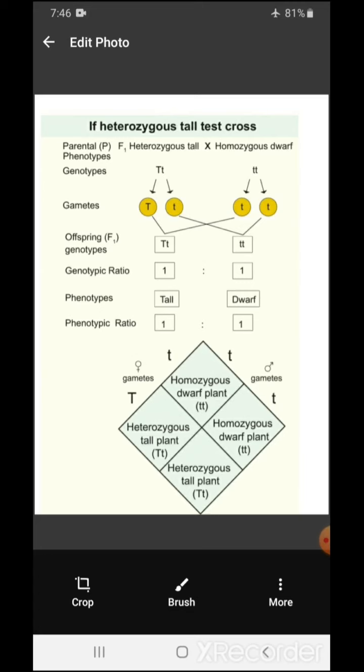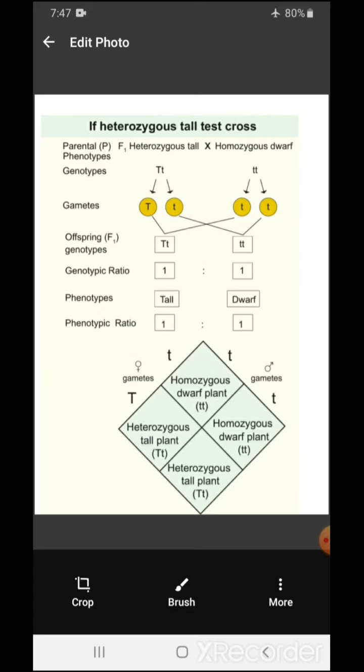Capital T, small t, that is the genotype. The homozygous dwarf, small t, small t, what is the genotype? We know the dwarf plant only comes with the homozygous. Dwarf plants are all homozygous. The heterozygous tall produces the gametes capital T and small t, different types of gametes, whereas the homozygous dwarf produces only one type of gamete, small t alone.